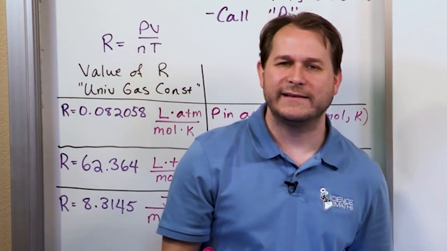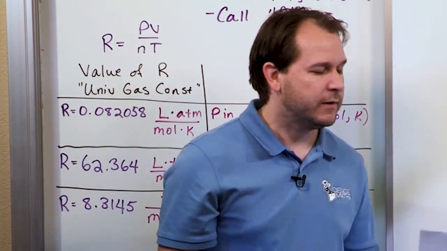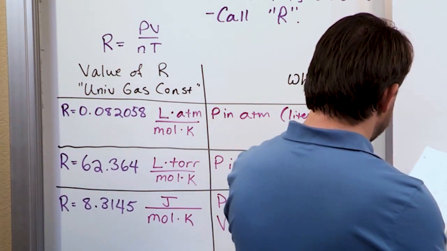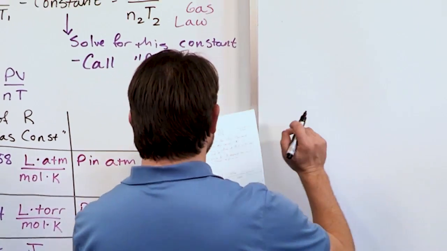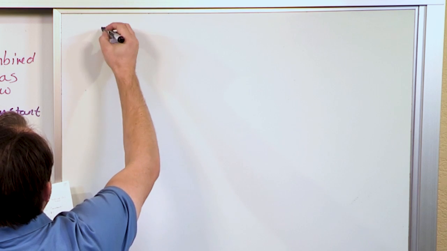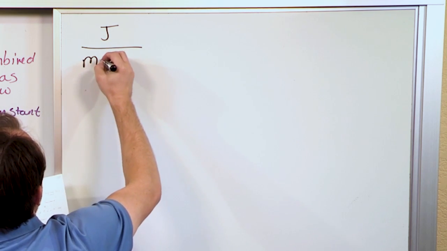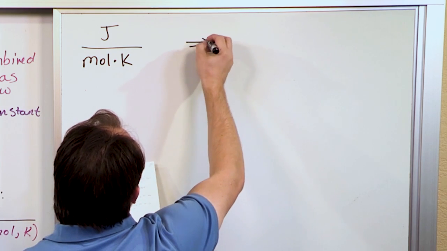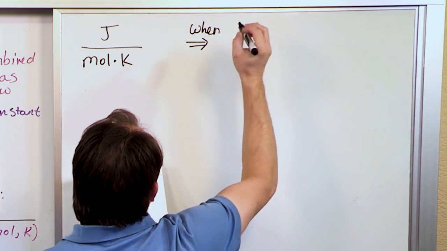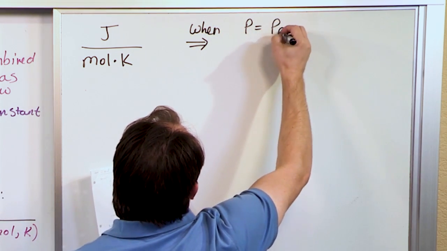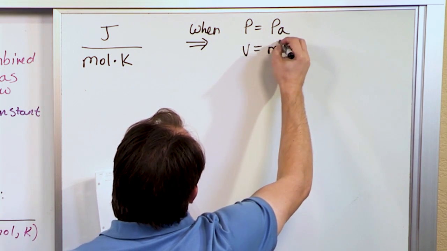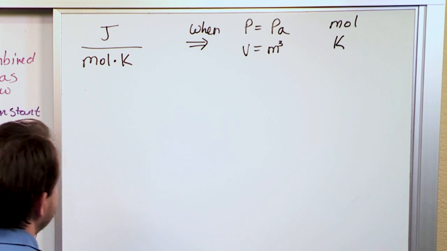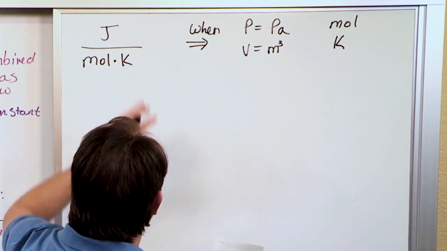So the question is, how does that happen? Most books are not going to explain it to you. I'm going to take just a few seconds to explain it to you because I like you to understand everything, at least the basic idea of where it comes from. So we're saying that the unit that you can get for R is joules over moles and Kelvin. And we're saying that you get this when you plug in P in pascals, and V in cubic meters, and of course you have moles and Kelvin. That really never changes. You're almost always using that. But somehow when you stick this in there, you get joules, okay?